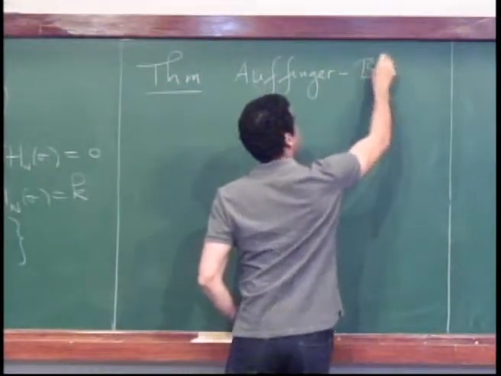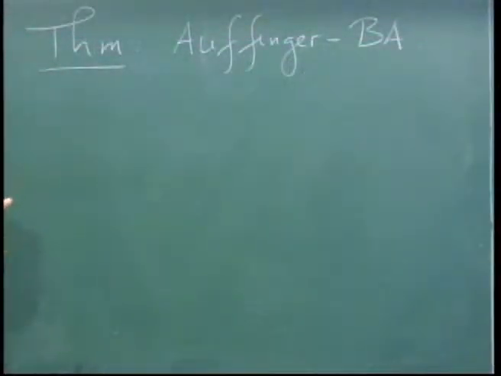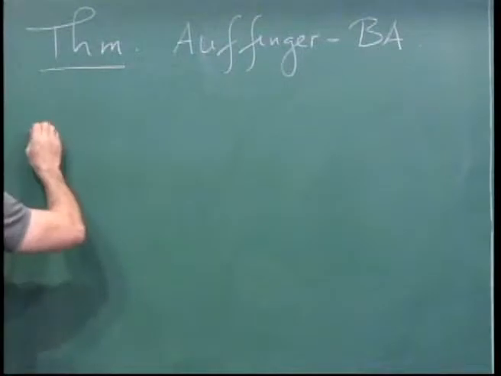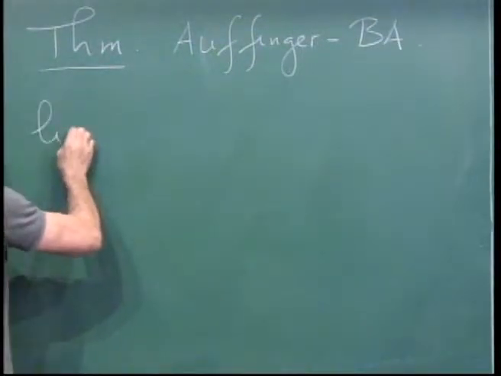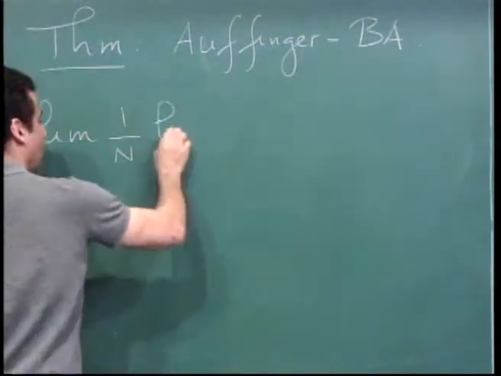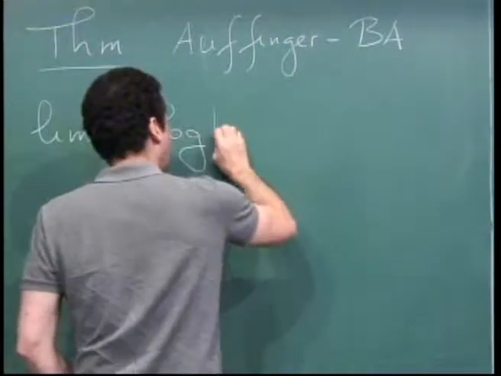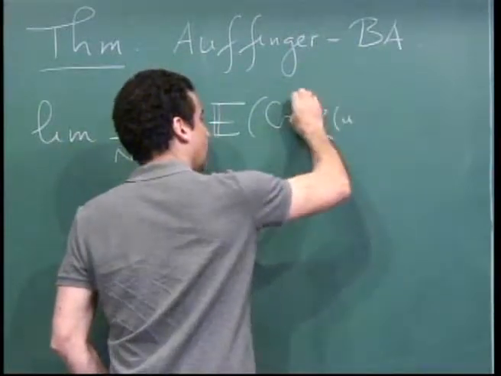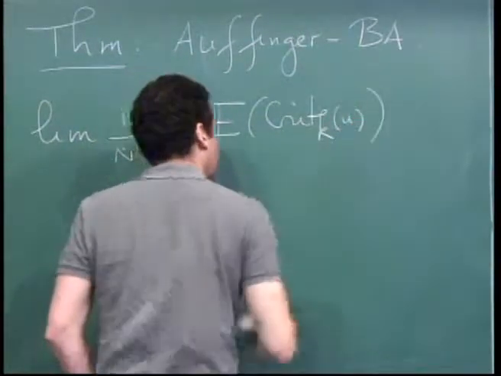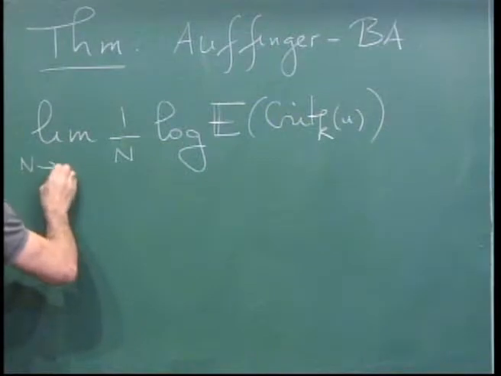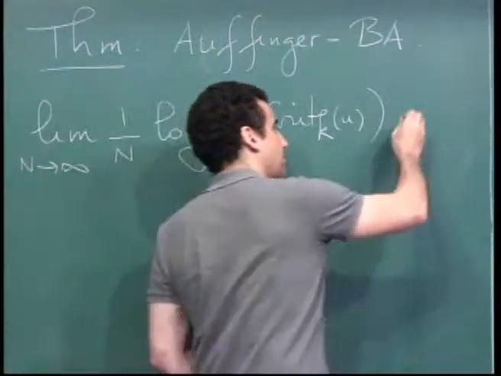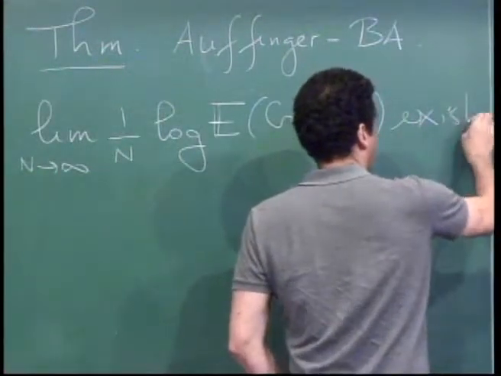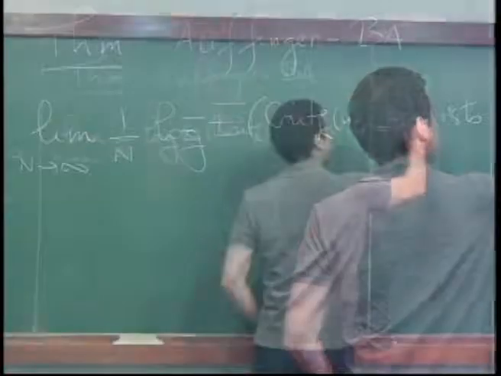The result I presented last time was joint with Aufinger and Jiří. So in this general case here, we also have a result of the same nature. The limit of 1 over n log of this mean number of critical points of index k below level nu exists, and we call it theta k of u.